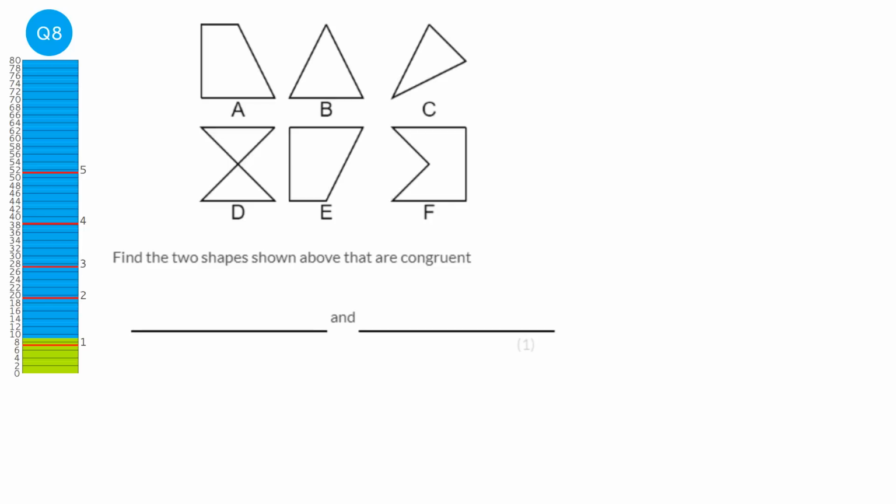So looking at the shapes, we've got some triangles, we've got some weird looking shapes, but I'm going to look at A and I'm going to trace A. And what we can notice is if I manipulate that now, and bring it down to E, it kind of almost looks the same as E, but what I can do is actually just reflect it, and it's exactly the same as E. So A and E are congruent.